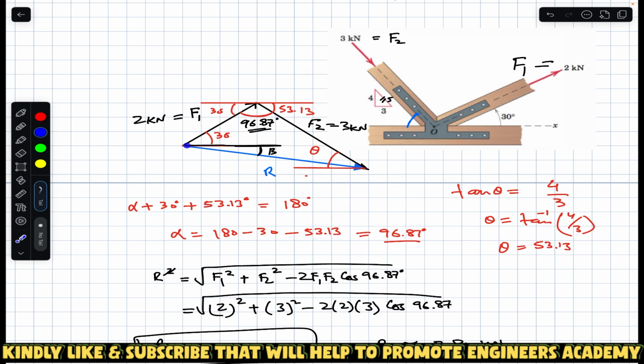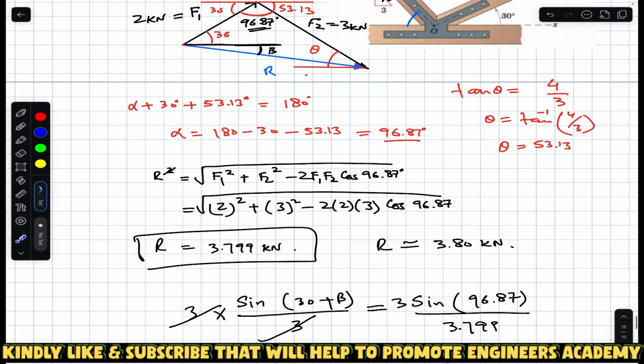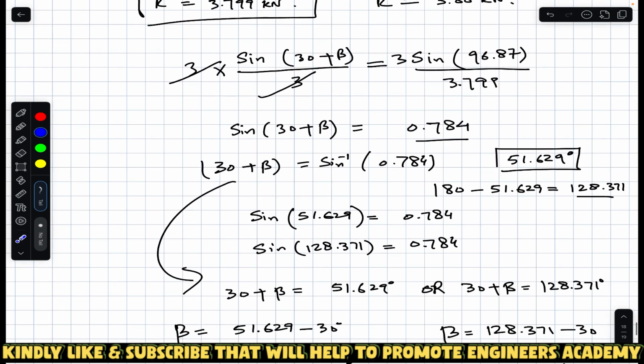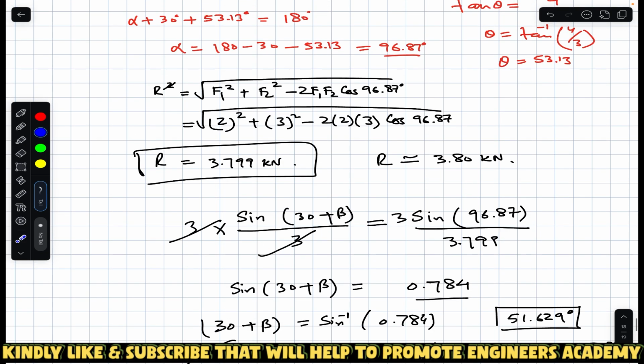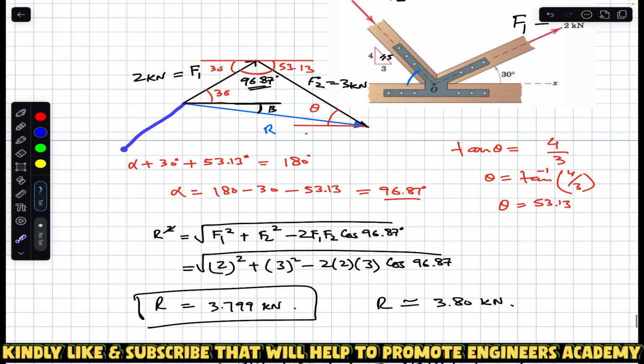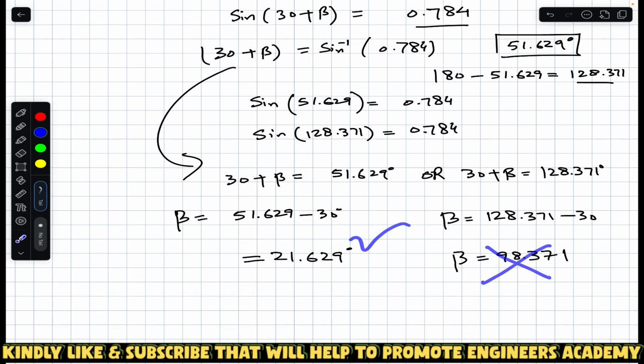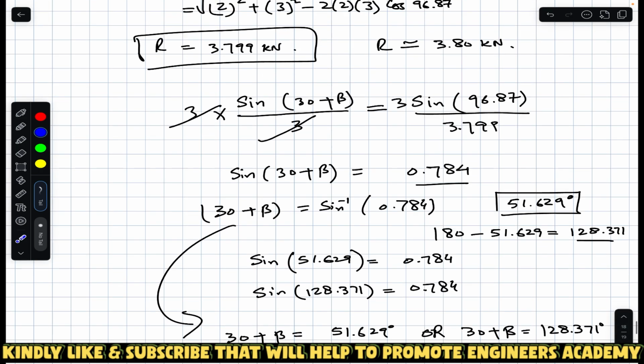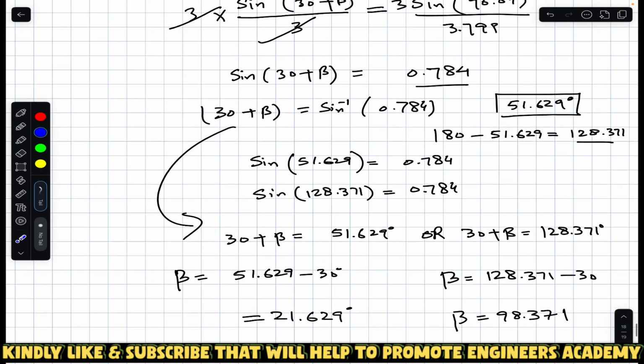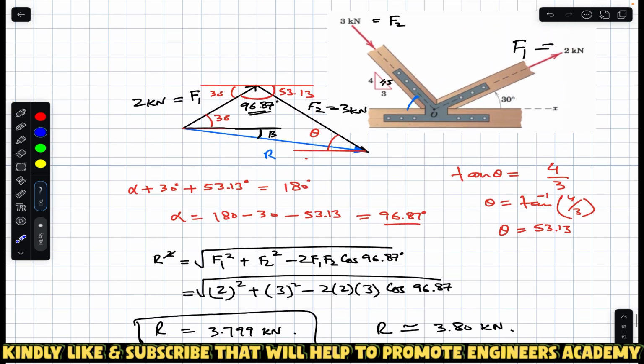Now if you look at this diagram, you can see that this beta angle must be less than 90 degrees, because if this beta angle is 98.371, then the resultant must be acting somewhat like this. If the resultant is acting like this, then this angle is 90 degrees. So if the angle is greater than 90 degrees, then the resultant must be acting somewhat like this, which is not possible. So this is not the solution, this is the solution. So beta is equal to 21.629. This means that the resultant is making 21.629 degrees with the positive x-axis.